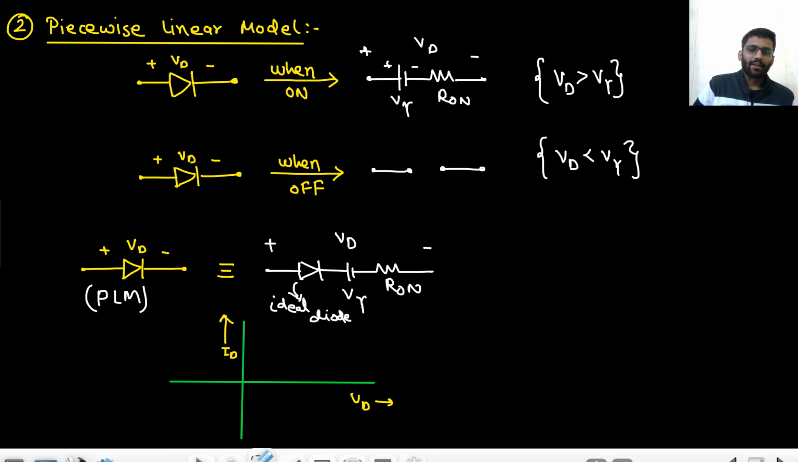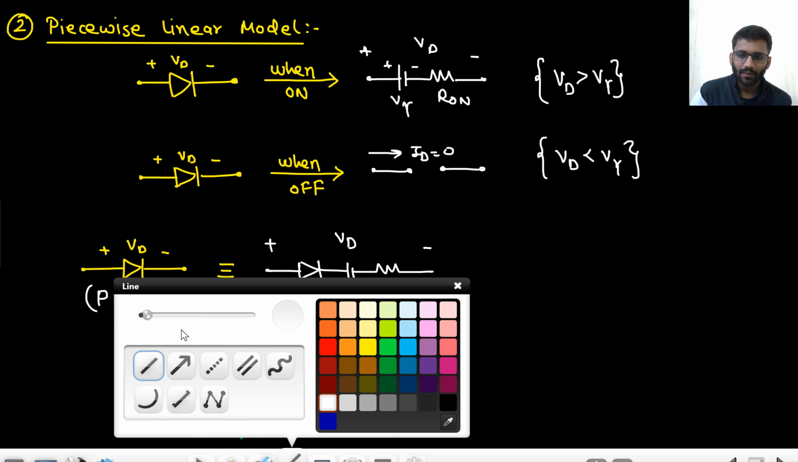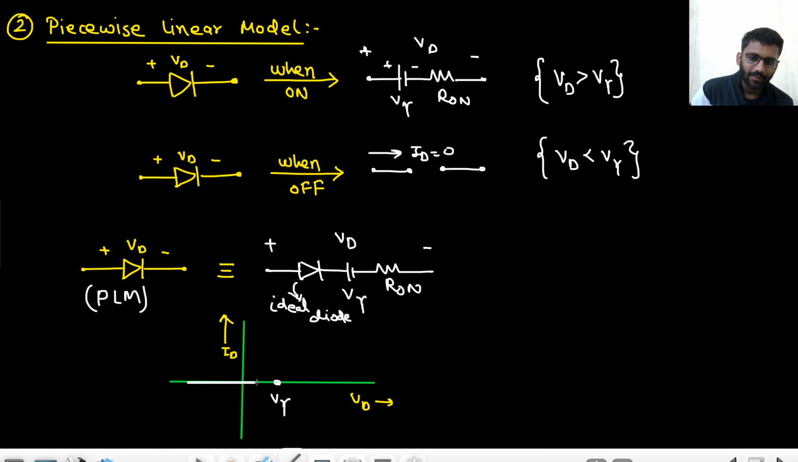Now tell me, how will the graph look like? What did I say? For VD less than V gamma, your current will be 0 only. So let's just assume this is your V gamma. V gamma will be some positive value only, right? It can't be less than 0. Now, for VD less than V gamma, ID will be 0. After that, when VD is greater than V gamma, you replace your diode with this thing. It has a certain V gamma value and a current ID. Did you get my point?